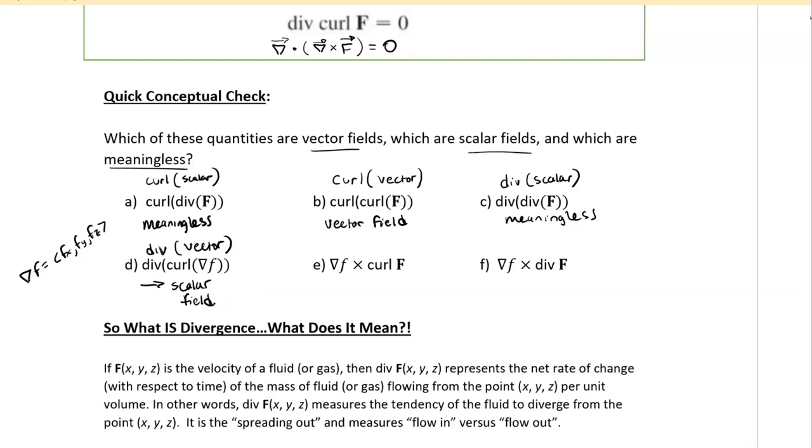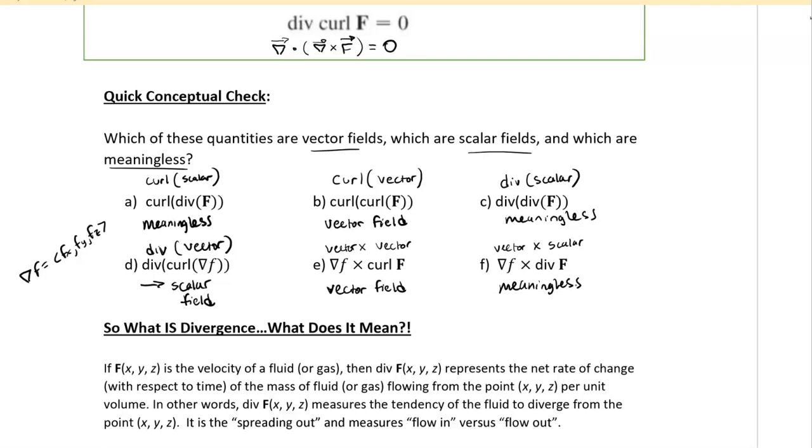All right, next what do we have? We have our vector, gradient of F, crossed with curl of F, which is another vector. A vector cross another vector is going to give us a vector. So we have our vector field. And then we have gradient of F cross divergence of F. So this would be a vector cross a scalar, which you should know we're not allowed to do. This quantity is meaningless.